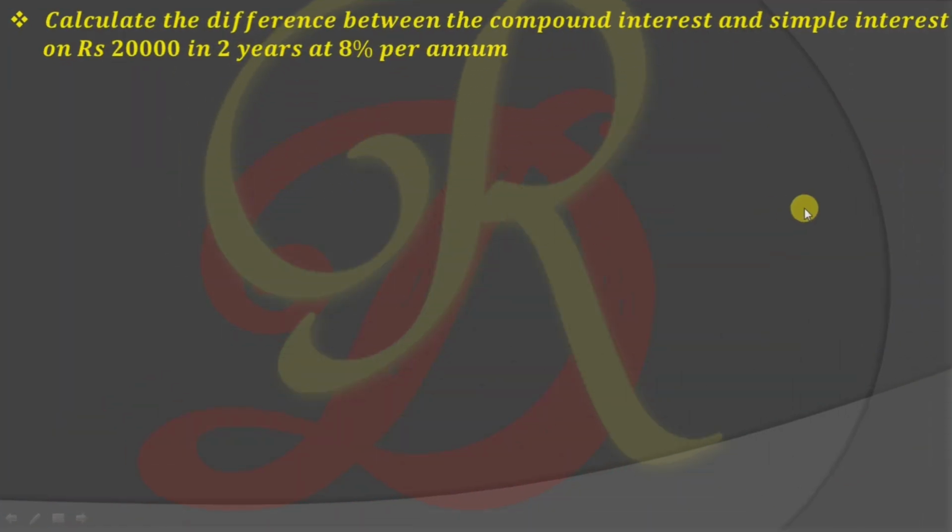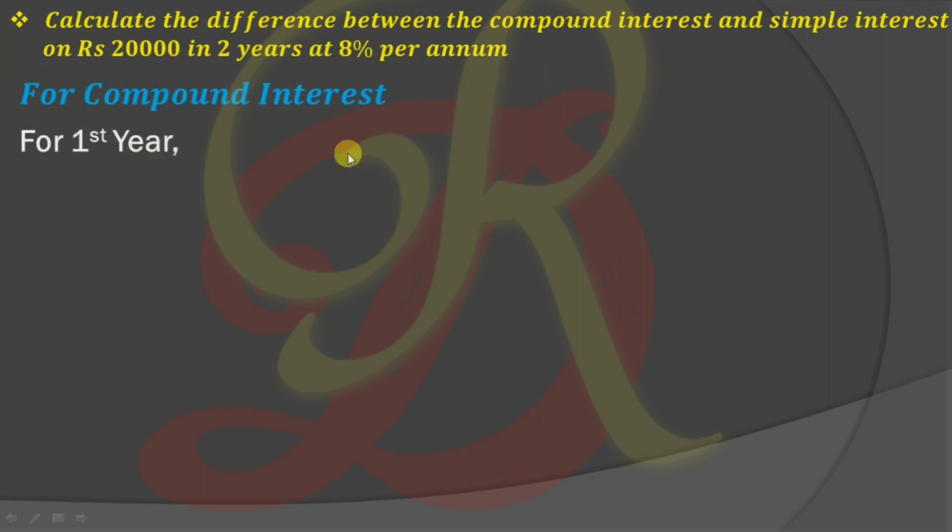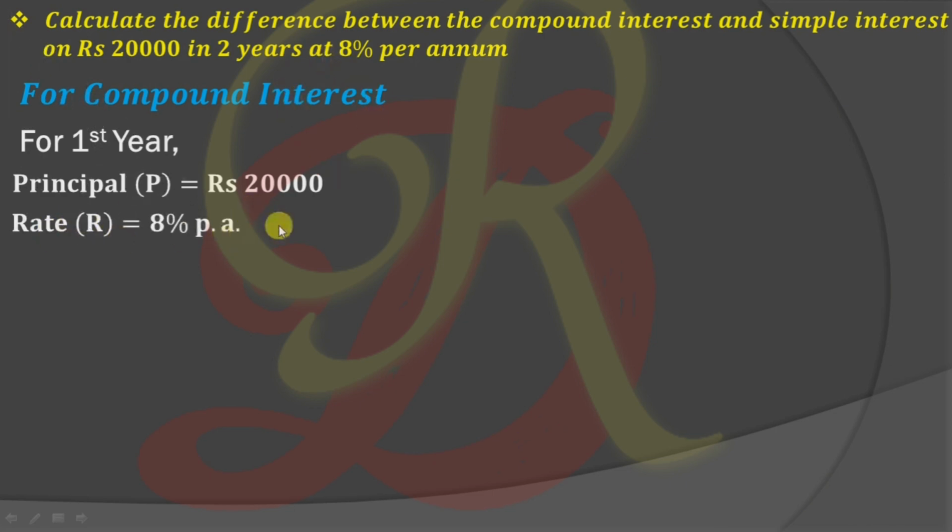1,772. Now next problem, calculate the difference between the compound interest and simple interest on rupees 20,000 in 2 years at 8% per annum. So in this case, first we will calculate compound interest, then we will calculate simple interest, then we'll subtract, and whatever we'll get, that is the answer. So for compound interest, for first year, principal P is equals to rupees 20,000, rate is equals to 8% per annum, time is 1 year.